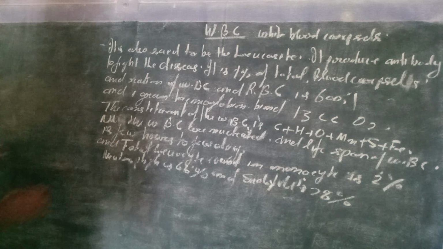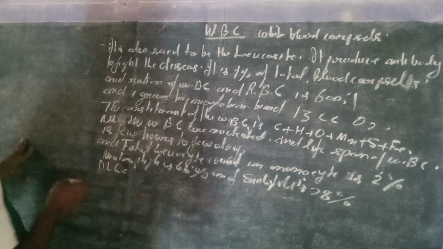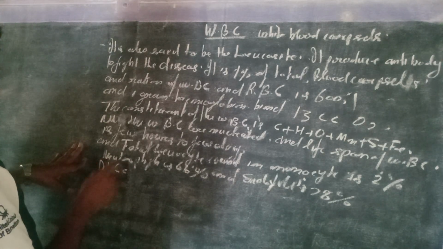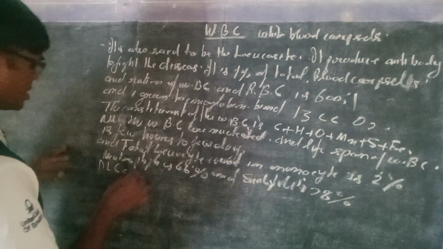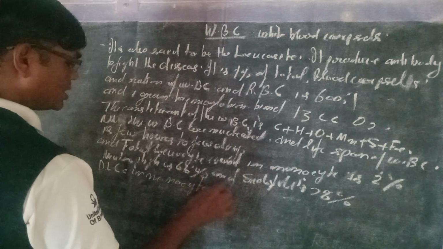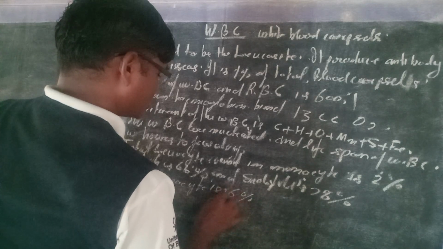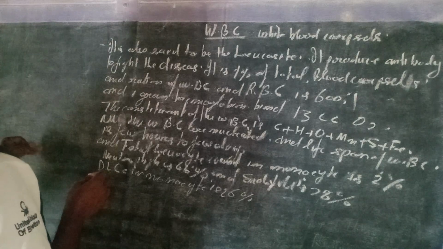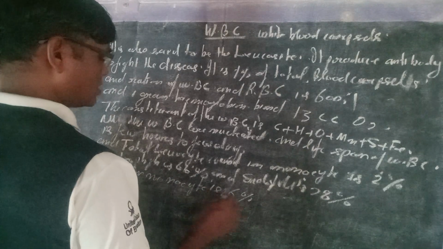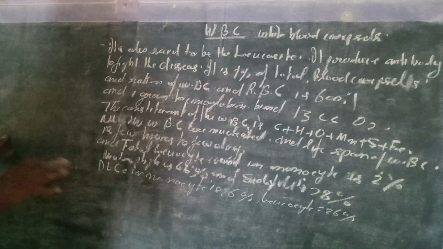DLC means differential leukocyte count. In the DLC, monocytes are 6% and lymphocytes are 26%.